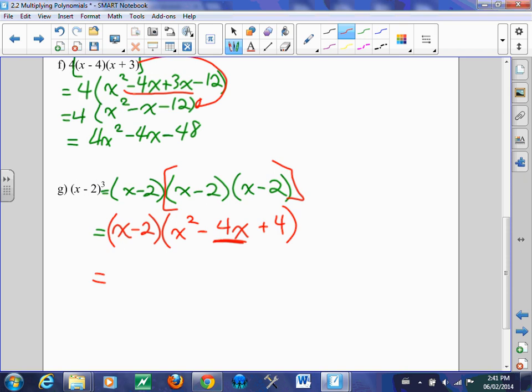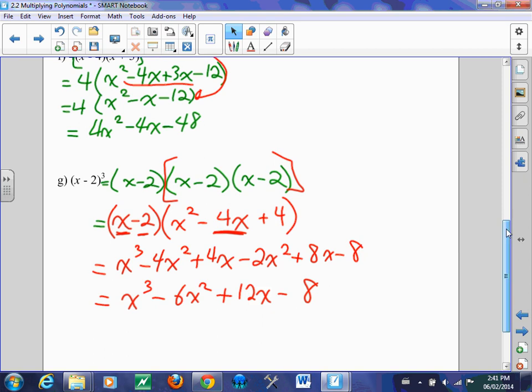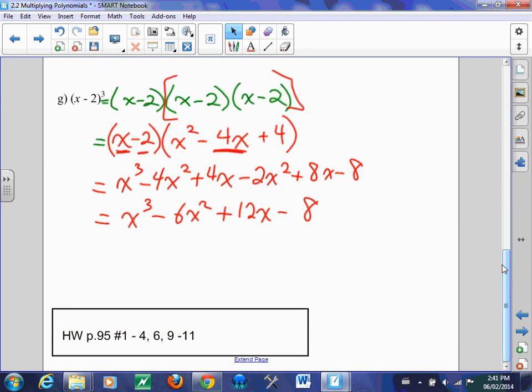So we're going to multiply everything, like this x by everything, and then the negative 2 by everything. So here we go. x cubed minus 4x squared plus 4x minus 2x squared plus 8x minus 8. Okay, and now we can collect all like terms. So we've got x cubed minus 6x squared plus 12x minus 8. And here we go, ladies and gentlemen. That should mostly be review from grade 10.